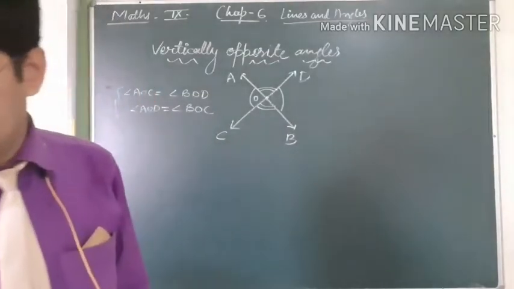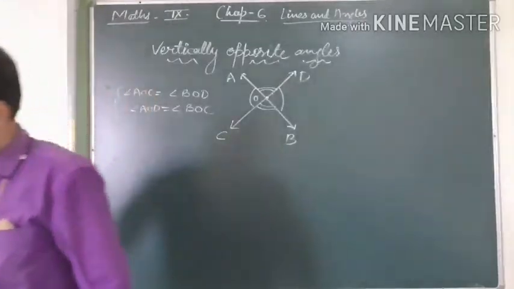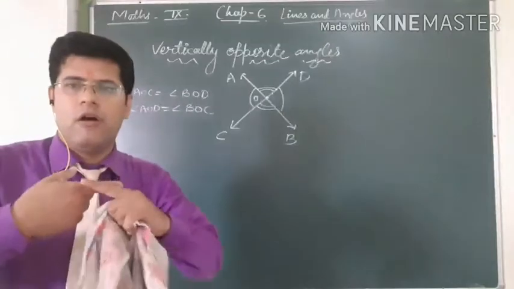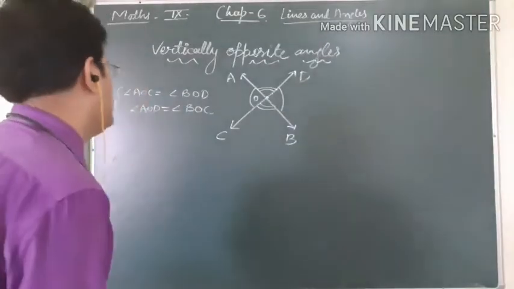Okay, it is like scissors. If you take a pair of scissors, they intersect at a point, and when they do, they always make opposite angles equal.